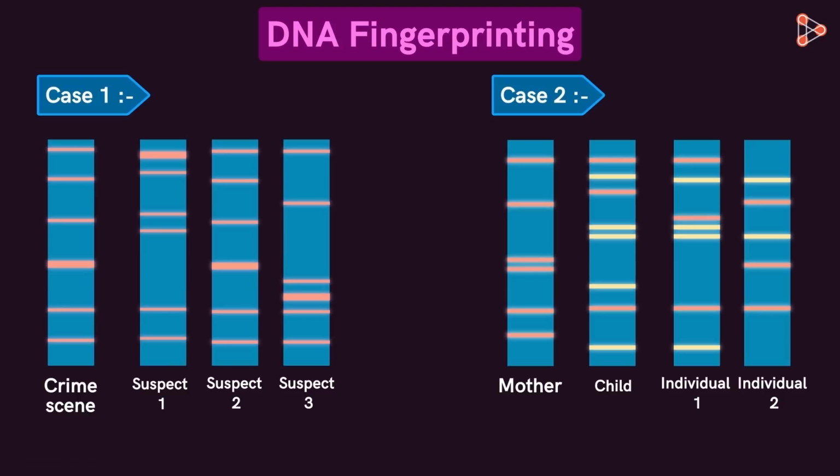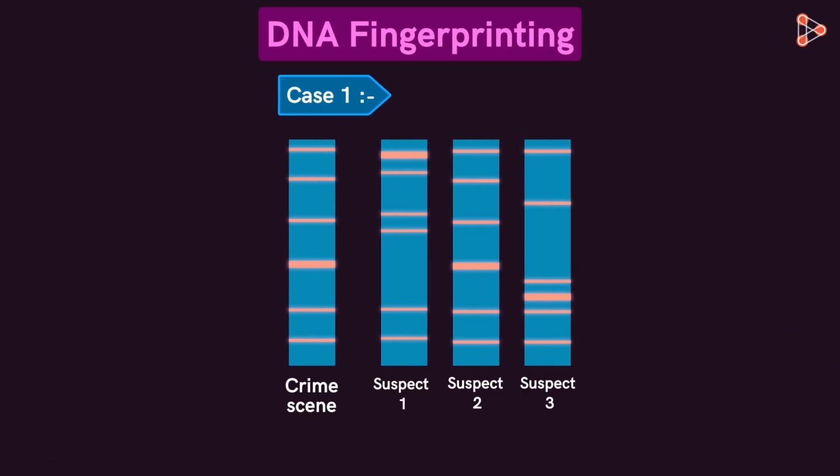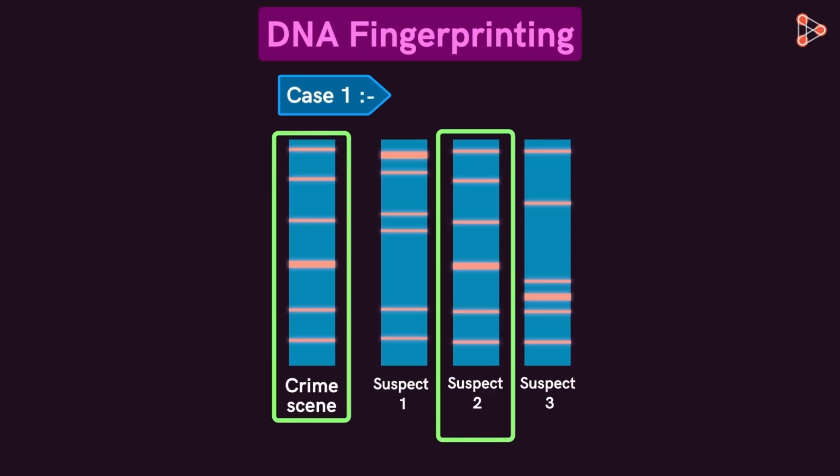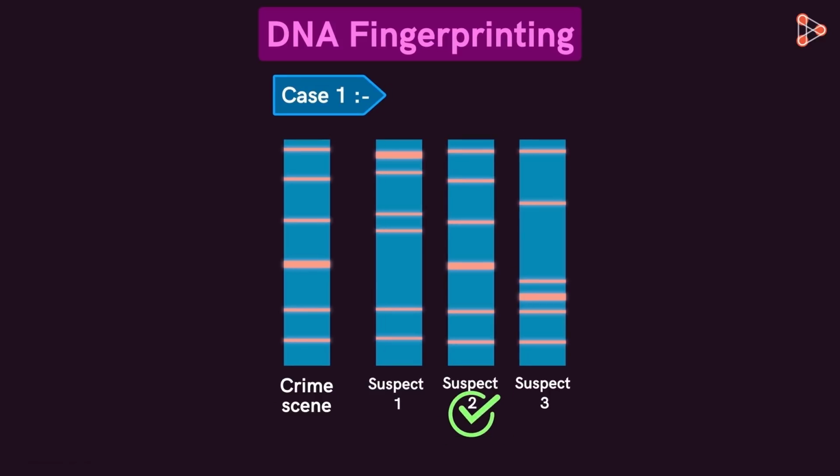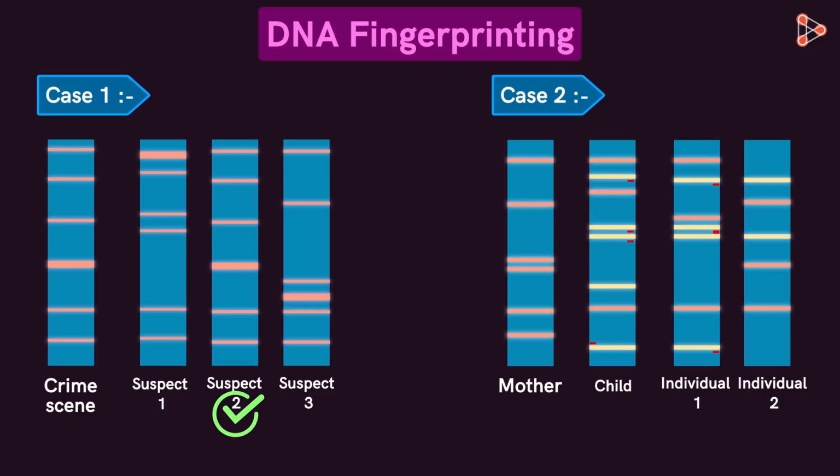For instance, looking at the results of the first part, we can almost be sure that suspect 2 is the criminal. And similarly, in the second part, we can say that individual 1 is the biological father of the child.